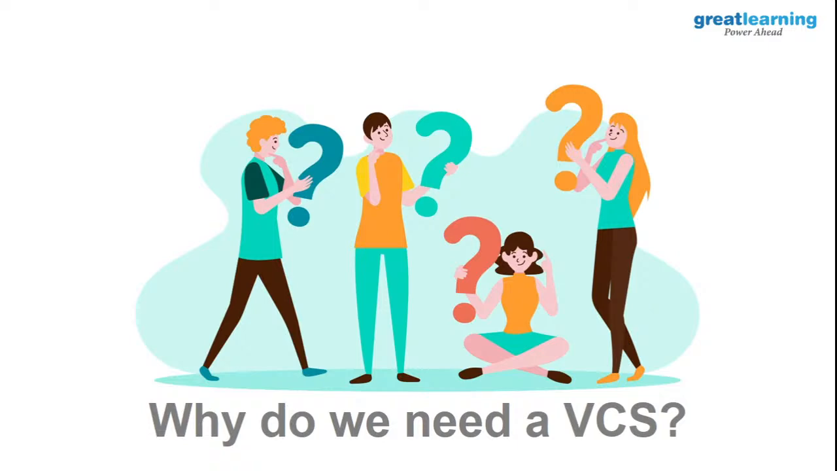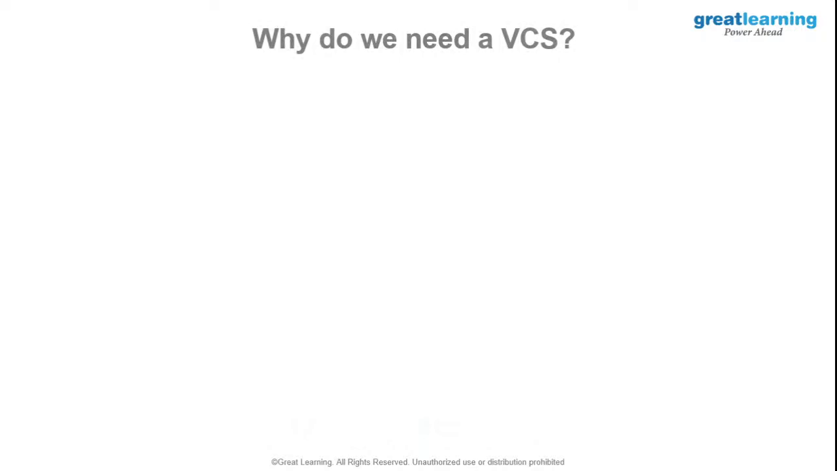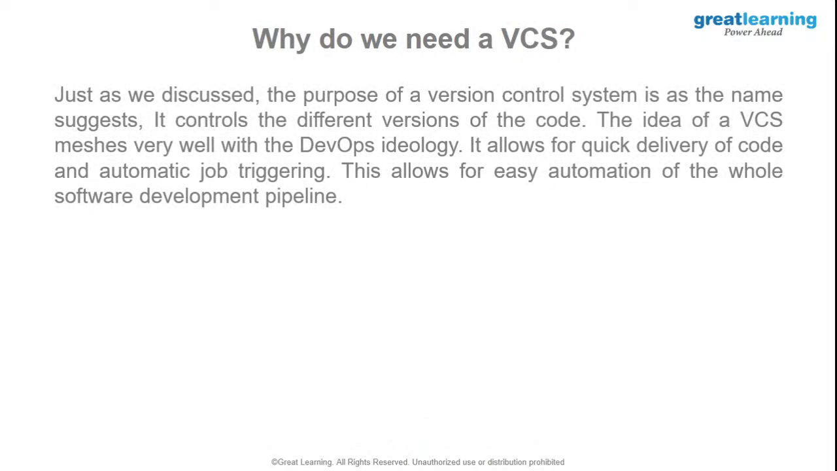Okay, so now let's go to, why do we need a version control system? That is something we already know: we need it to help us stay organized. As we discussed, the purpose of a version control system, as the name suggests, is to control the different versions of code. The idea of a version control system meshes very well with DevOps ideology. If you're inclined towards learning DevOps, Git is definitely a must-have tool, because when you'll be creating Git workflows, you need to understand how Git works. It allows quick delivery of code and automatic job triggering.